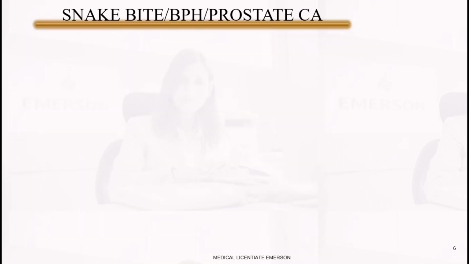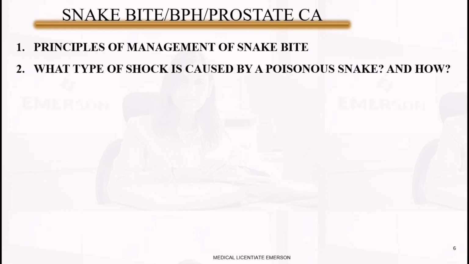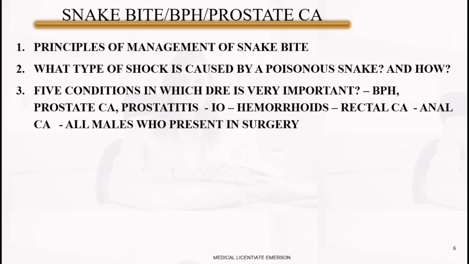Then snake bite, BPH, or prostate CA. What are the principles of management of snake bite? I think the other question which usually comes up on the wards is the 7 principles of management of snake bites. Then the other question is what type of shock is caused by a poisonous snake and how. Then 5 conditions in which DRE is important.